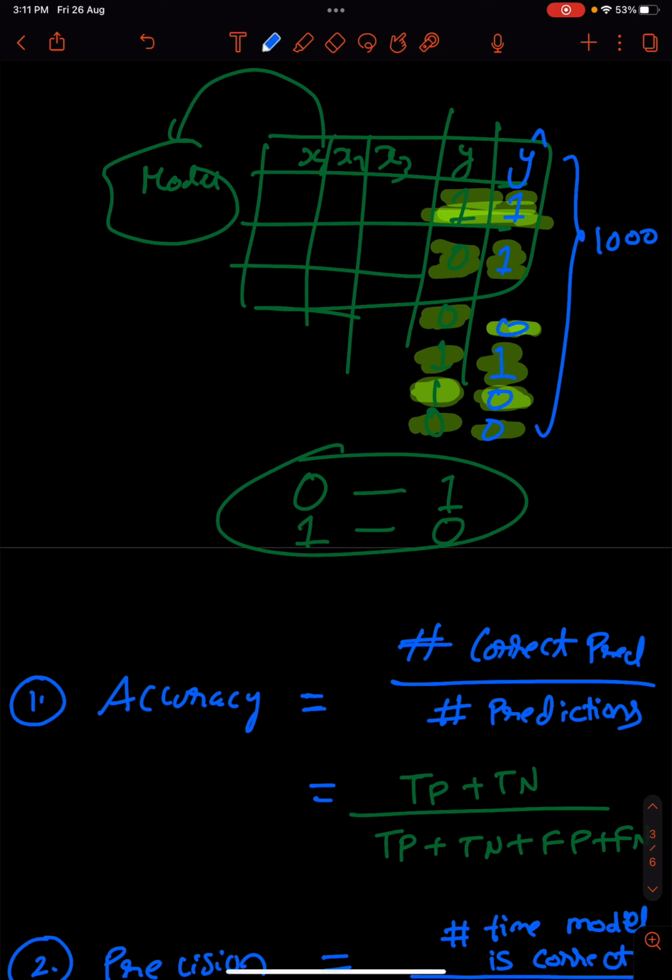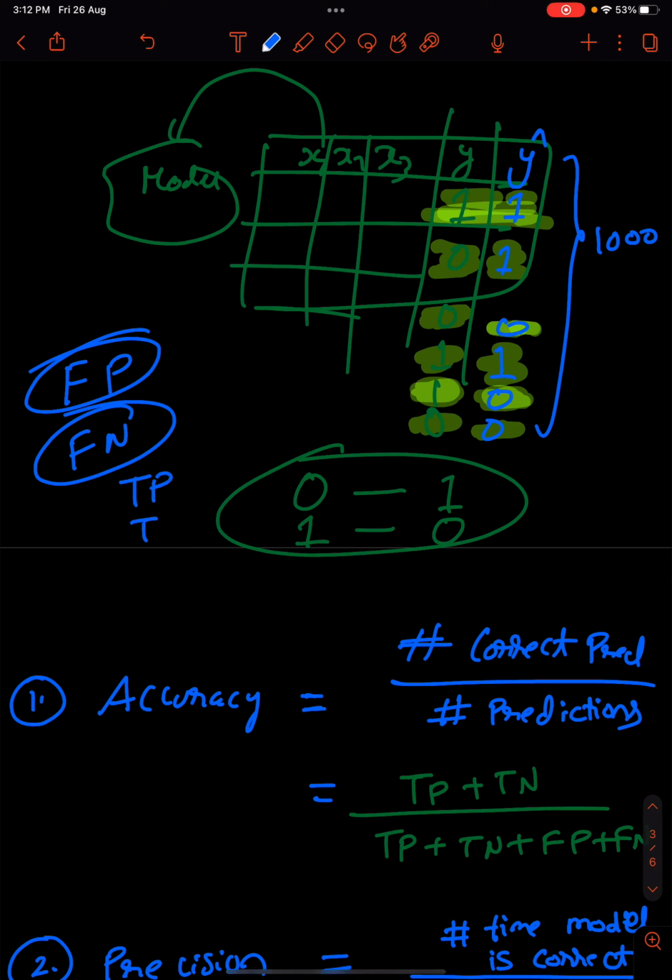So we have true positives. Let's talk about the number of ways in which the model can go wrong. False positive, falsely predicted as positive. False negative, falsely predicted as negative. These are the two possible ways in which the model can go wrong, because we are dealing with a binary class, and the model can be right like this: true positive, true negative.